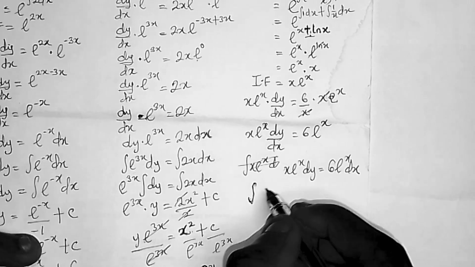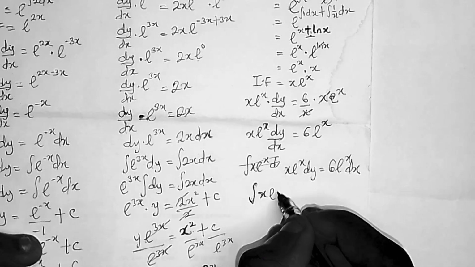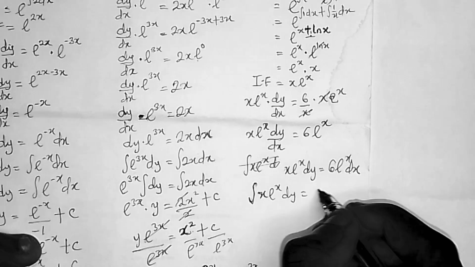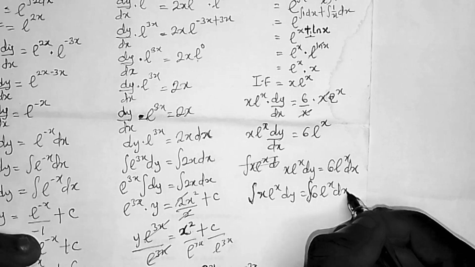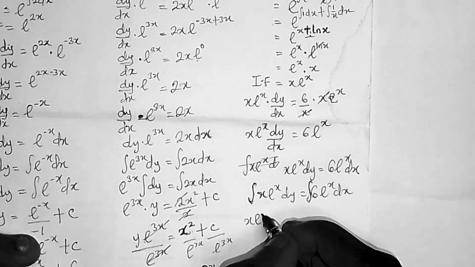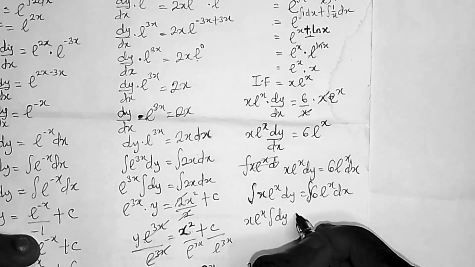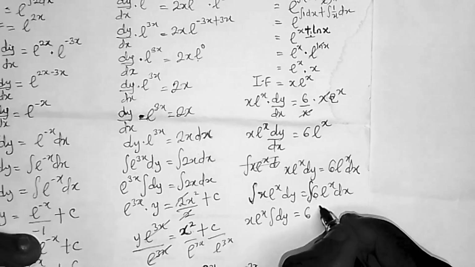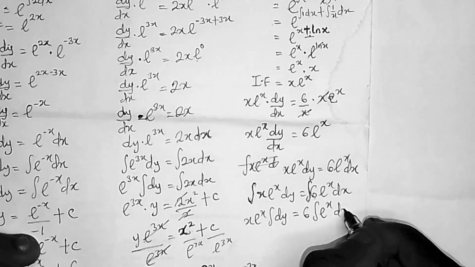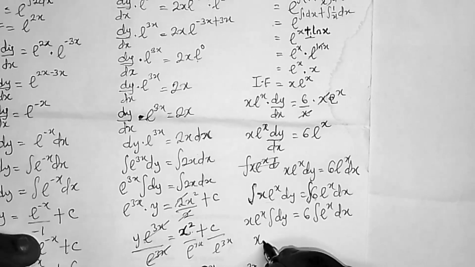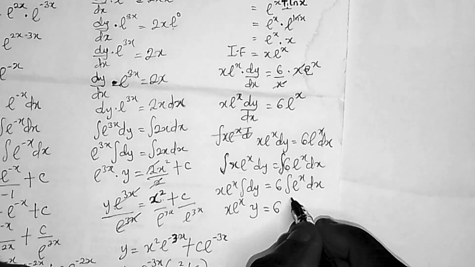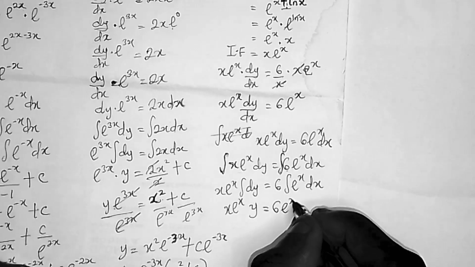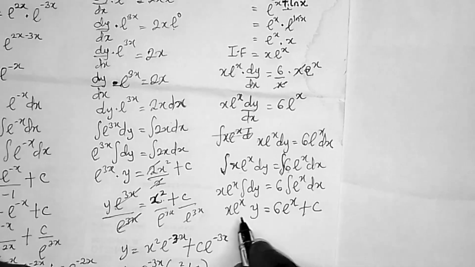Integral x exponential x dy equal to the integral of 6 exponential x dx. This is a constant, so that will be x exponential x integral dy equal to, this is also a constant, 6 exponential x dx. Are you seeing that now? So this will be x exponential x. If you integrate dy, you will get y. And then equal to 6, if you integrate exponential x, you will still get exponential x, then plus C.